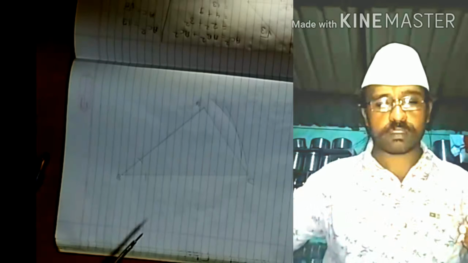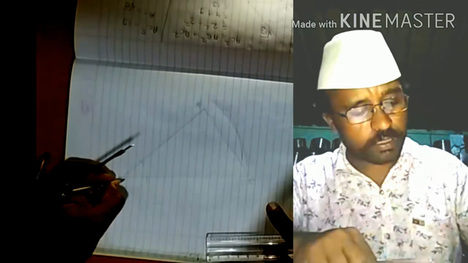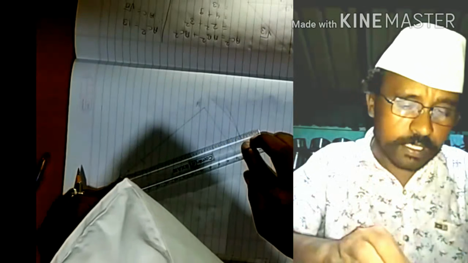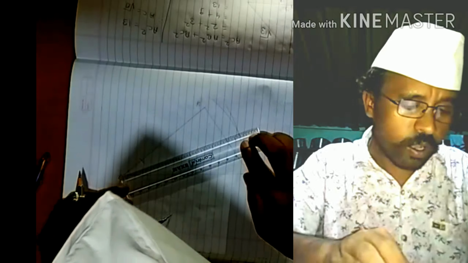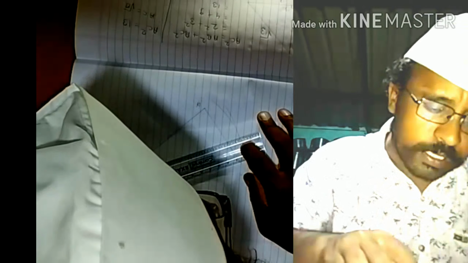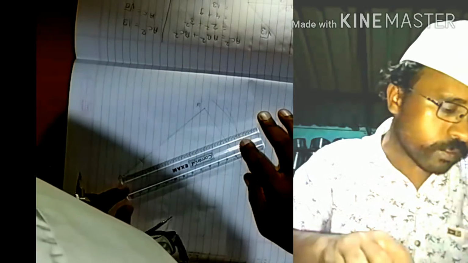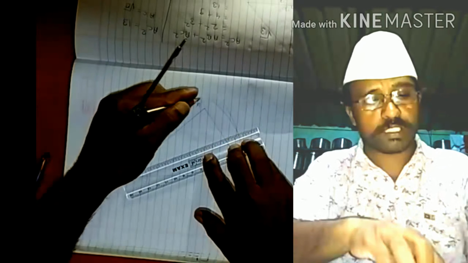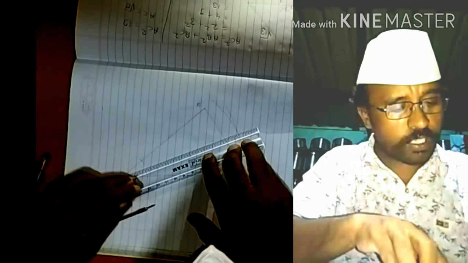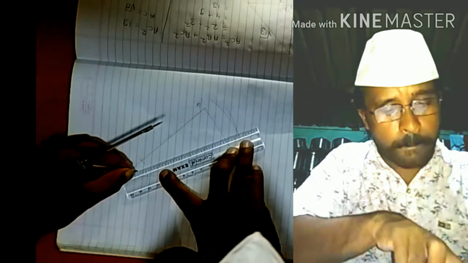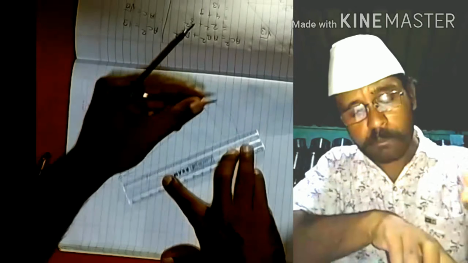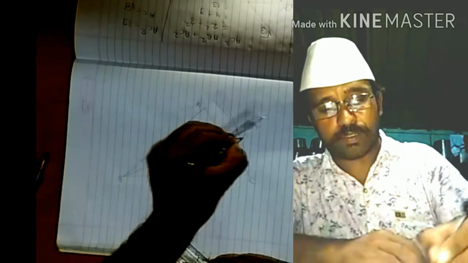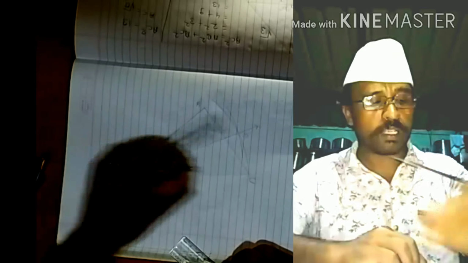Now I have to connect this intersection point with B. So a ray passing through B and that intersection point will give us the angle bisector of angle ABC. So let's draw it. Okay, so suppose BD is the angle bisector of angle ABC.